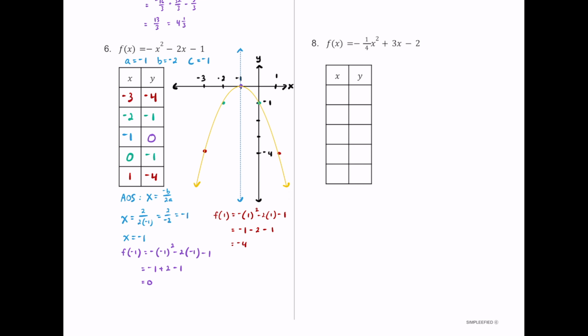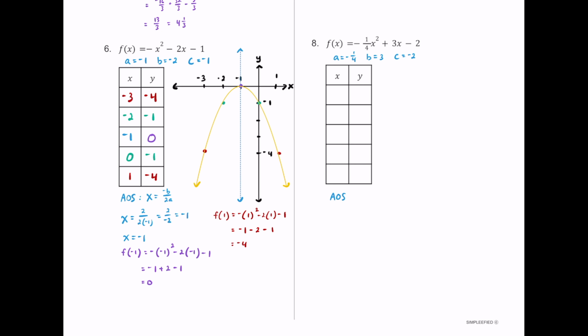For number 8, we have f of x is equal to negative 1/4 x squared plus 3x minus 2. So let's go ahead and identify some stuff here. So if you've made it this far, you've been doing fantastic. These are not the easiest things in the world, but they're also not terribly difficult once you get the hang of it, right? They all have kind of a similar pattern. You just kind of have to get used to how they are laid out, and they start to get a little bit easier as you go, as with anything.